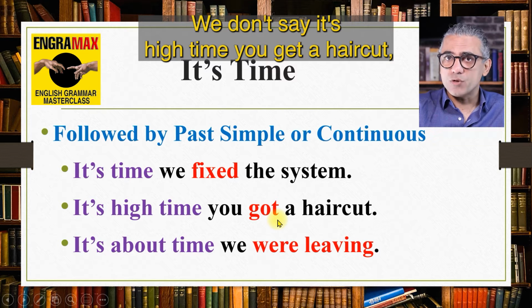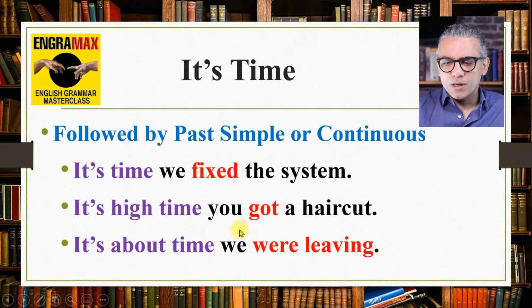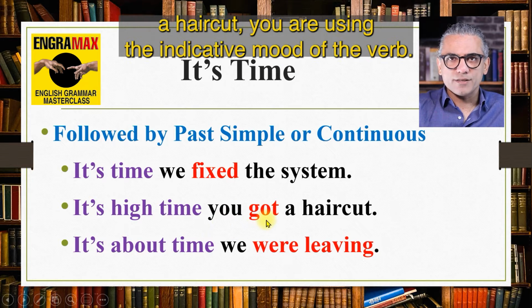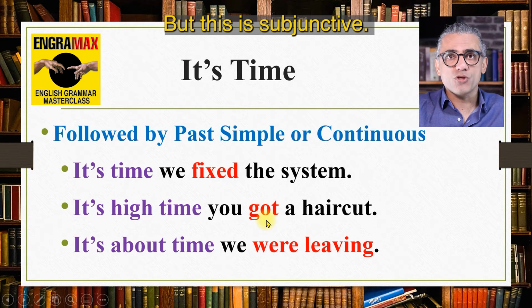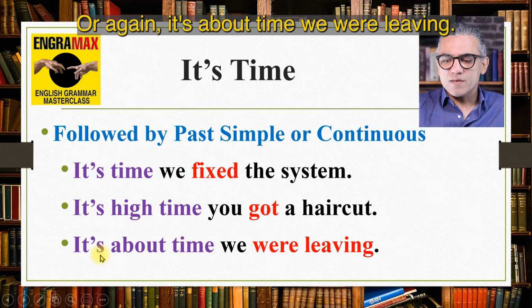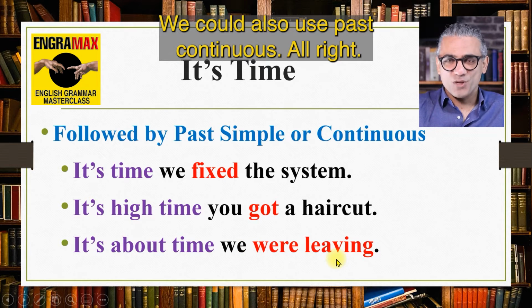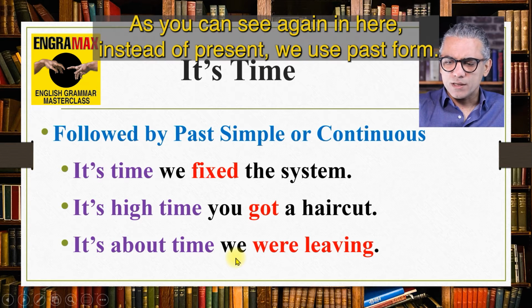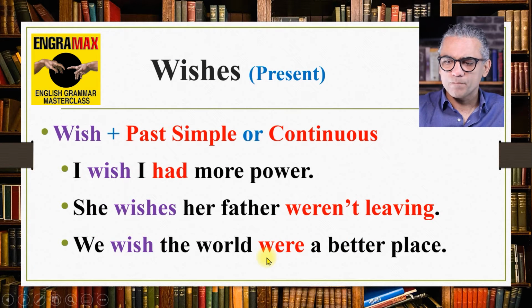We don't say it's high time you get a haircut. Because when you say you get a haircut, you are using the indicative mood of the verb. But this is subjunctive. Or again, it's about time we were leaving. We could also use past continuous. All right. As you can see, again, here instead of present, we use past form.